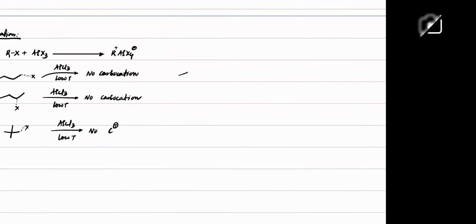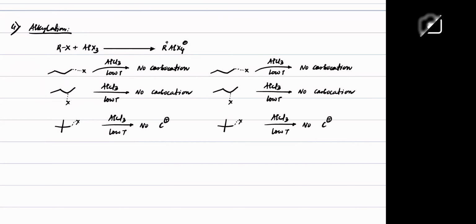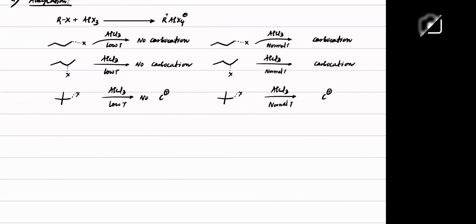But if you have these with normal temperatures, in all these cases, let me just copy it directly. In all these cases, at normal temperature, you will see carbocation is forming. This is with AlCl3. Other Lewis acids are weak.